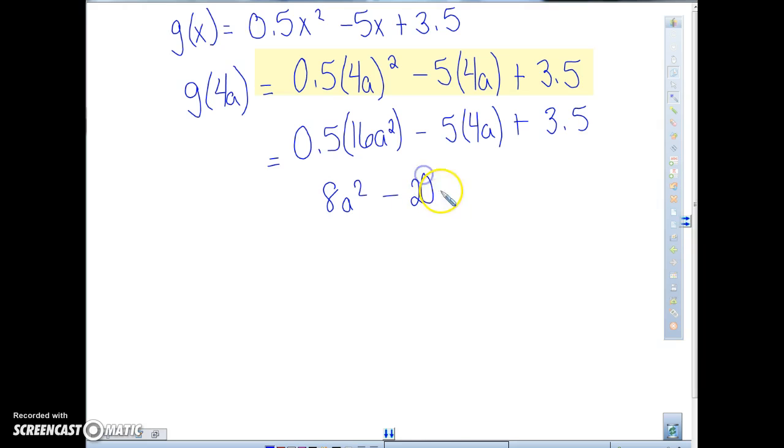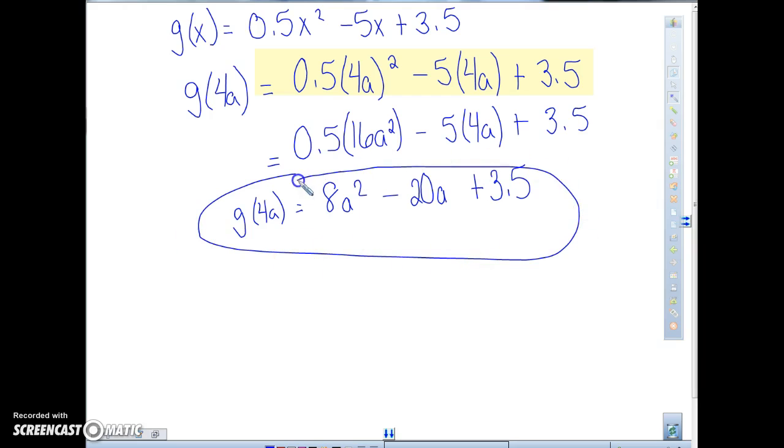Minus 20a plus 3.5. None of these are like terms, so that has to be our answer. We can't go any farther. So you would circle it at that point. This concludes section 2.1.